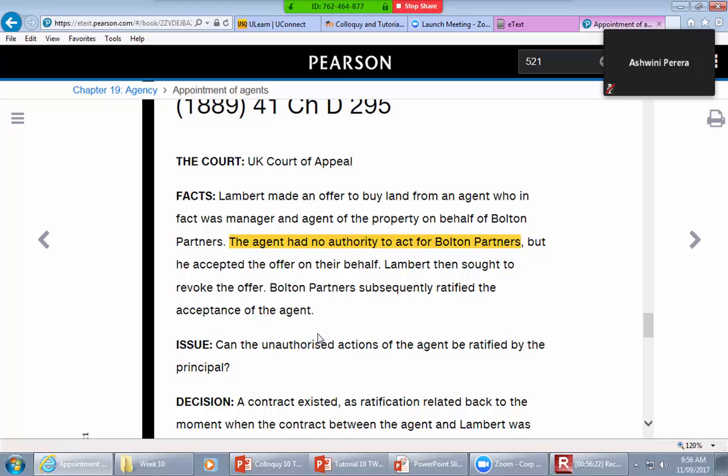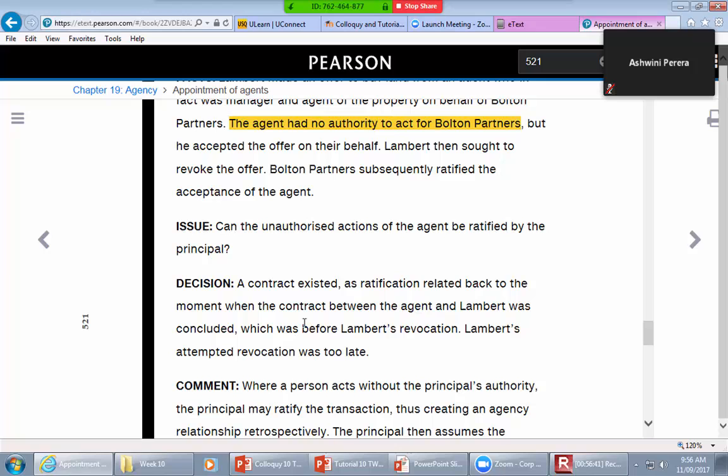Okay. Lambert then sought to revoke the offer. So Lambert made an offer to buy, and then they now want to revoke. Do you remember these ideas of revoking the offer and that you can do so as long as you haven't received any acceptance? Bolton Partners subsequently, so Bolton Partners are the principal, they subsequently ratified the acceptance of the agent. So how did they create the agency in this case? Someone other than Luke, maybe. Ratification. So after the fact.